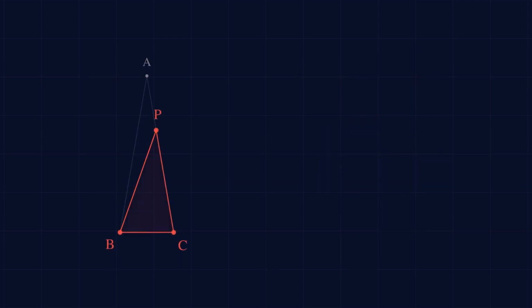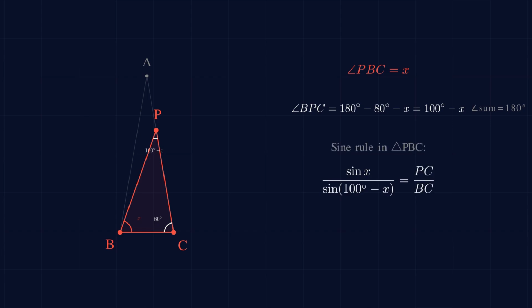Now let's zoom into the smaller triangle PBC. We know angle PCB is 80 degrees. Let's call the angle we're after X. Then angle BPC must be 100 minus X, since the three angles always sum to 180. Here's the strategy. Apply the sine rule again, this time inside triangle PBC. This links our unknown angle X to the known sides.